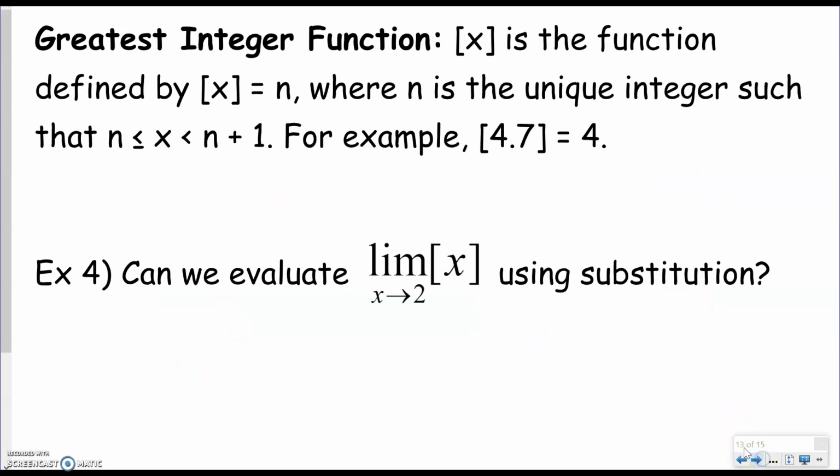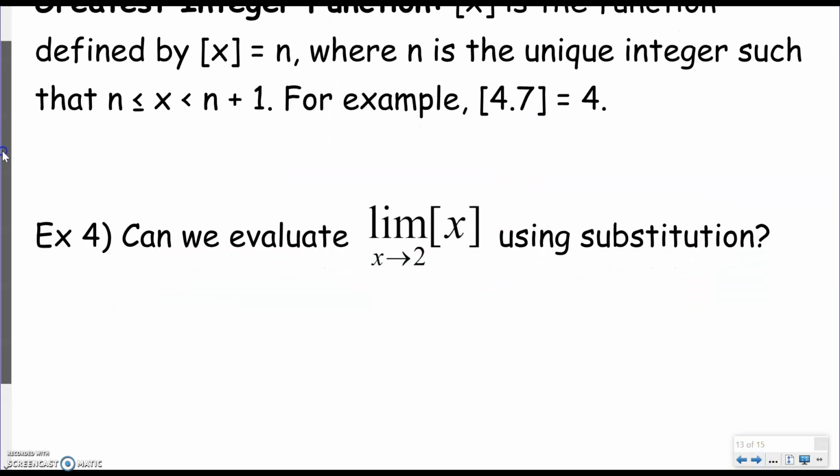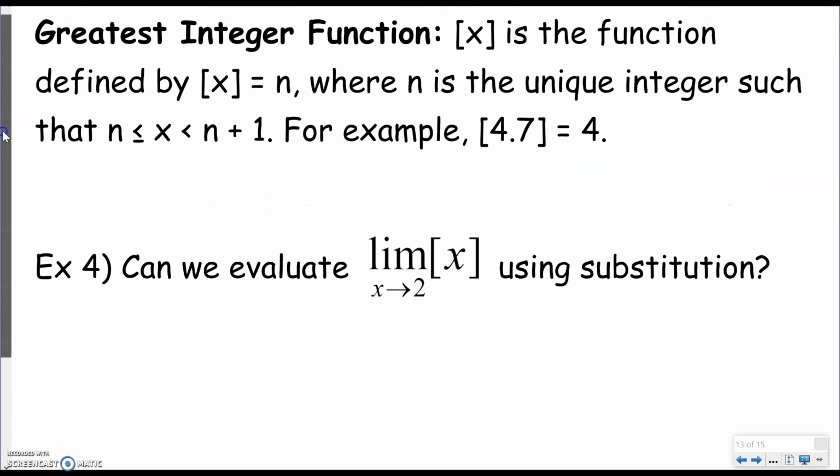The last thing I want to talk about is the greatest integer function, and I can pull that up on a graph here in a second. But the greatest integer function is defined by a step value of x equals n, where n is the unique integer such that n is less than or equal to the value, which is less than n plus 1. So what you're doing essentially is taking that decimal and dropping it off. Okay, so if I have 4.7, that's the same as saying 4. If I have 4.1, that's also the same as saying 4.